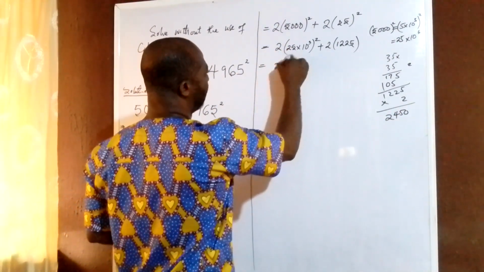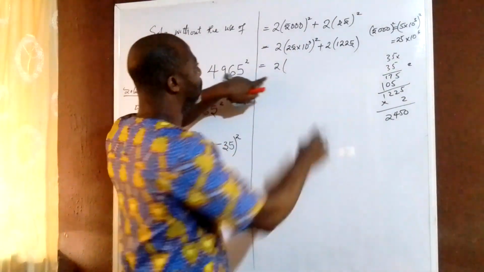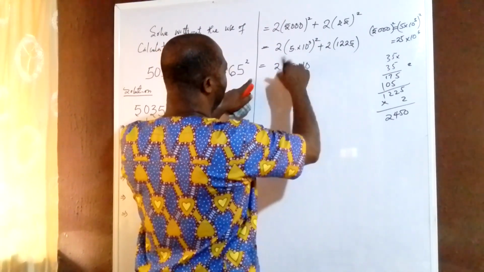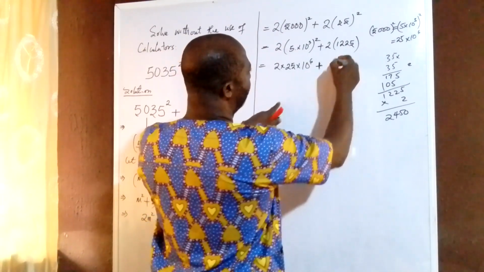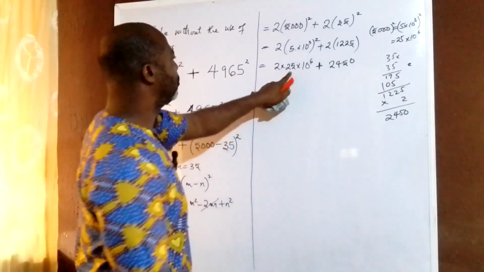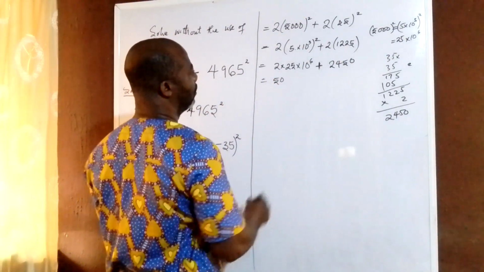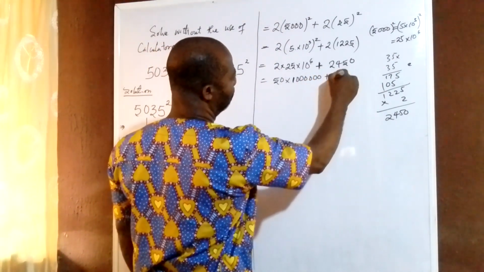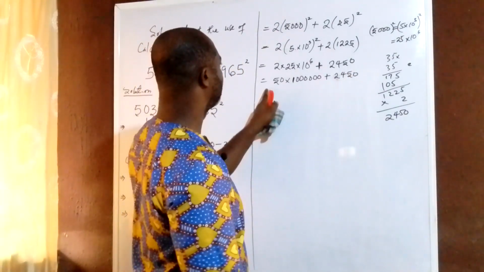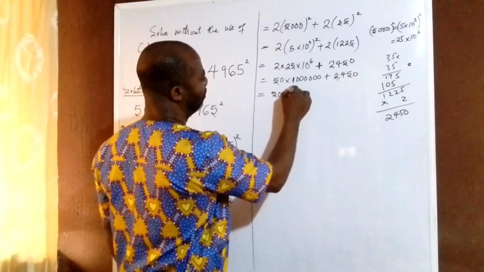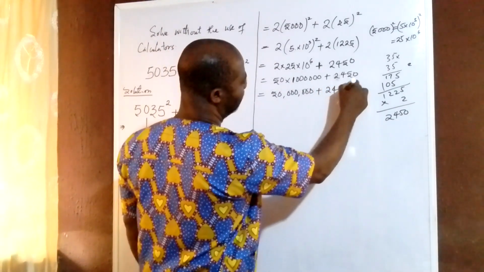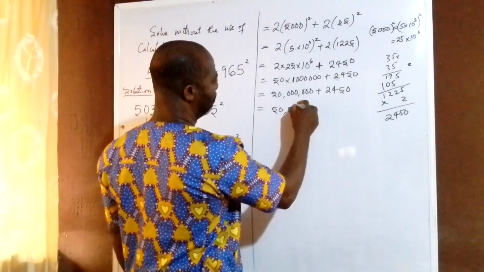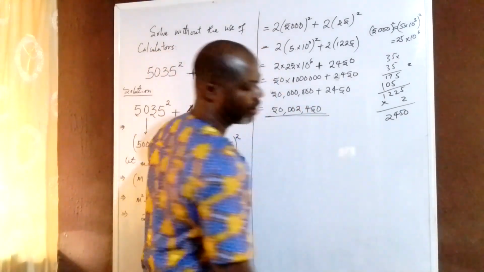So this is 2 times 25. Oh sorry, this is supposed to be 5 to the power of 3. So it now gives me 2 times 25 times 10 raised to the power of 6, plus 2 times this, that will give me 2450. So this will give me 50 times 1 million. So this 1 million times 50 will be 50 million plus 2,450. So at the end of the day, the result will give me 50,002,450.